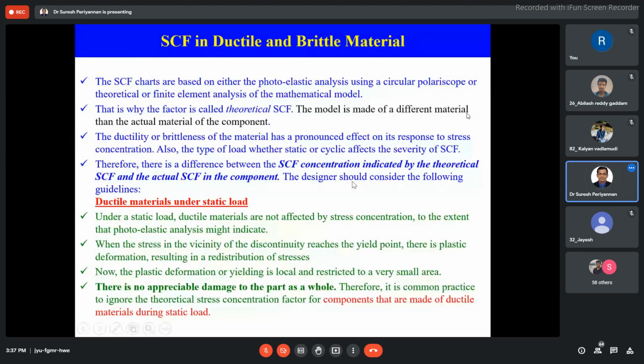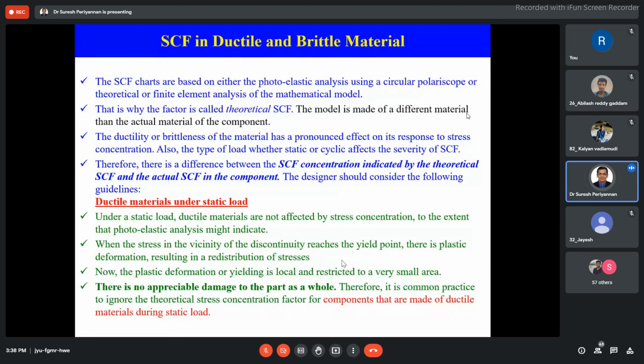Now, based on material, what are the things we should understand? There are broadly two types of material: brittle and ductile. For ductile material under static load, ductile materials are not affected by stress concentration to the extent the photoelastic analysis might indicate. When the stress in the vicinity of the discontinuity reaches the yield point, there is plastic deformation resulting in redistribution of the stresses, right?